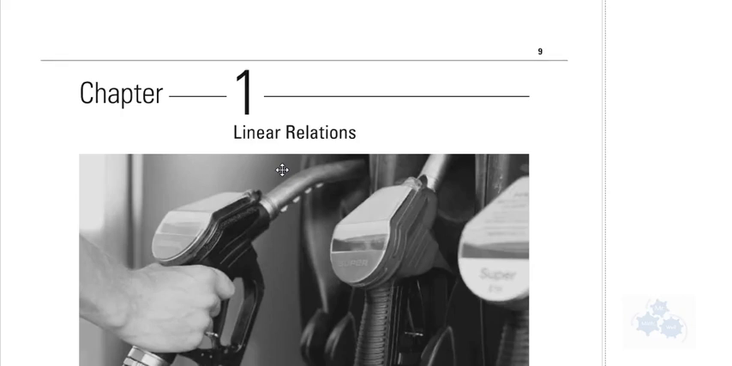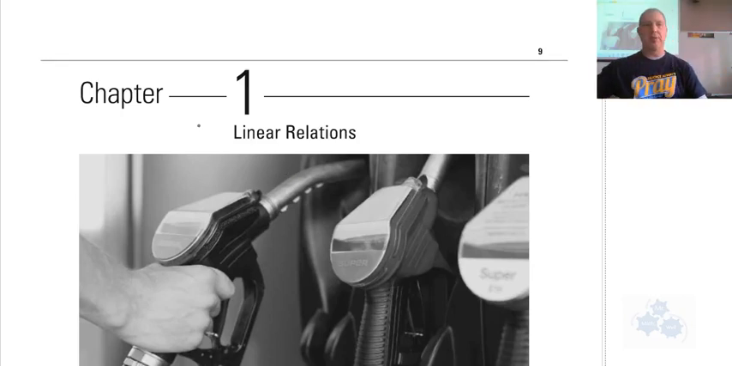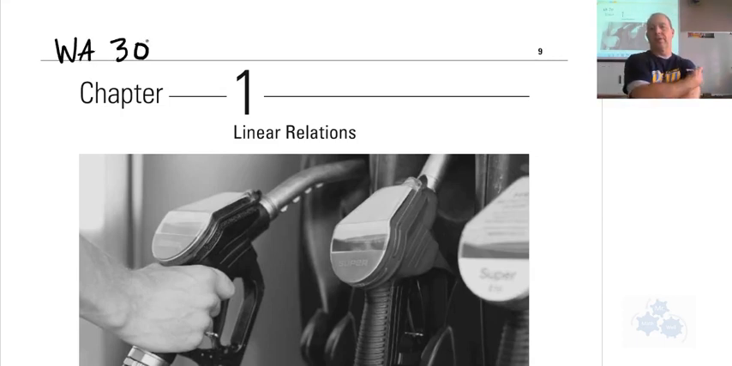All right, so Chapter 1, Workplace and Apprenticeship 30. I'm always going to write it WA 30. So that's going to be your course, and you'll see that on the YouTube videos and all that sort of stuff if you need to watch anything like that. But Chapter 1 in Workplace and Apprenticeship Math 30 is linear relations.